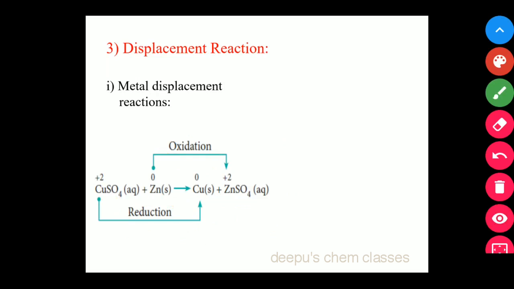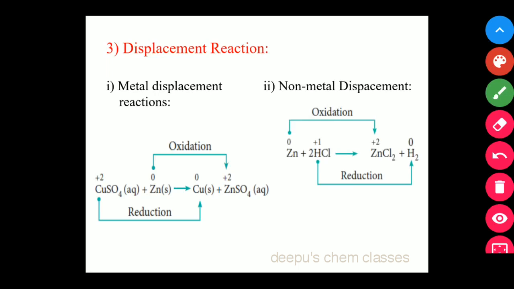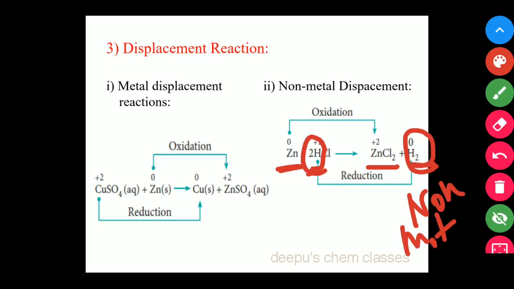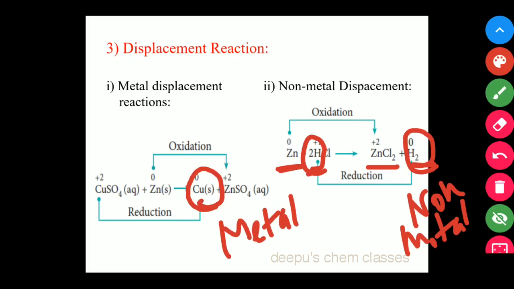The second kind of displacement reaction, let us see, is non-metal displacement. For example, the reaction of zinc with HCl. In the reaction of zinc with HCl, we get the products zinc chloride and hydrogen. It is very clear. Now the metal displaces what here? A non-metal, hydrogen. So the displaced element is a non-metal here. Based on that, it is classified. Remember one thing well, based on the displaced element, whether it is a metal or non-metal, it is classified into metal displacement and non-metal displacement.